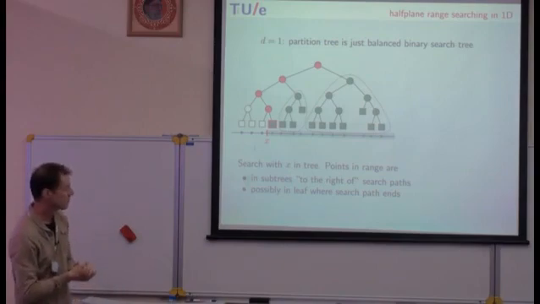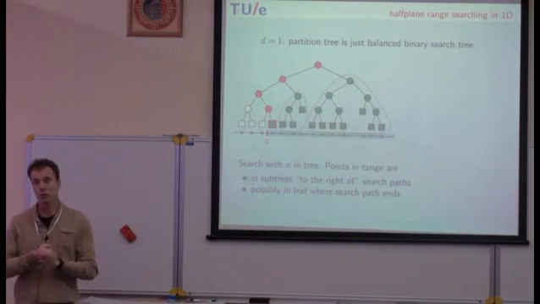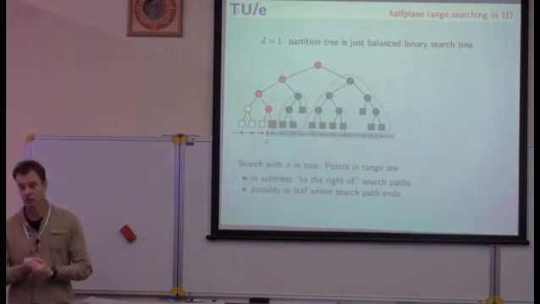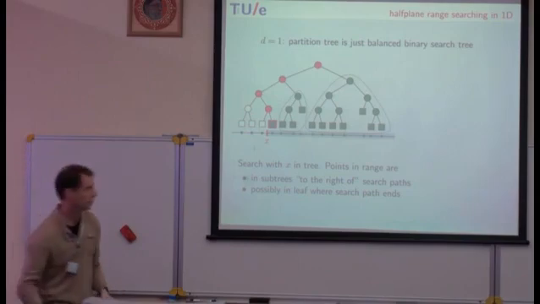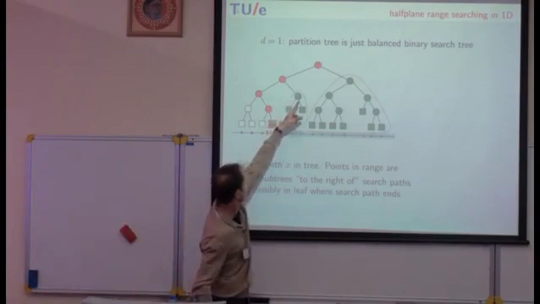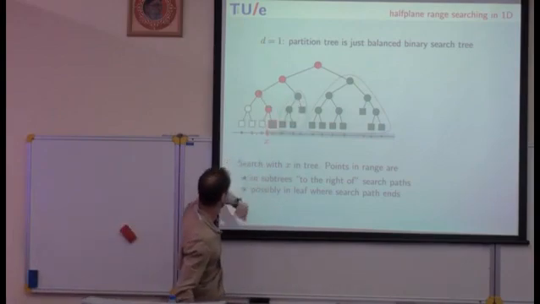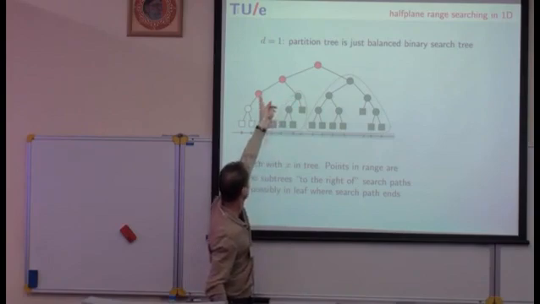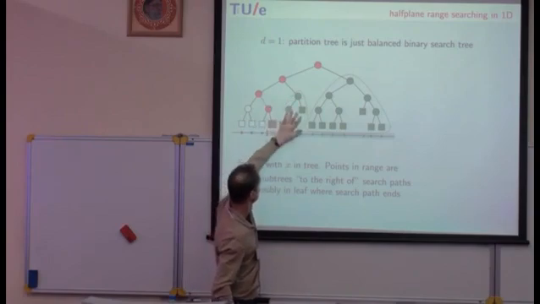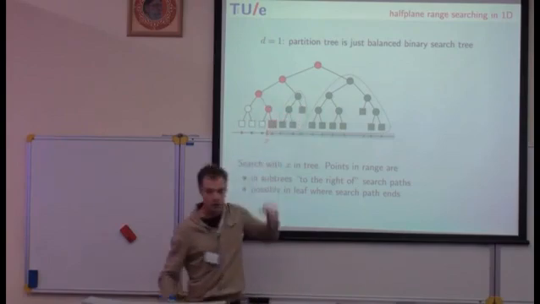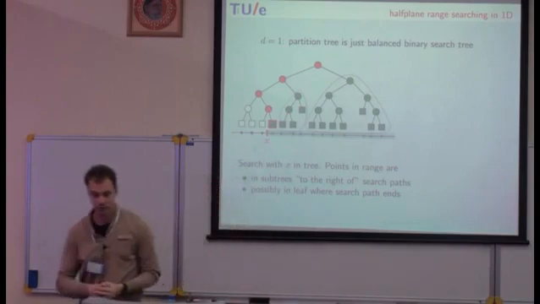Okay, so if I want to report all the points, well, it's pretty easy. I follow this red path, and whenever I go to the left, I simply go down in this right subtree and report all the leaves.